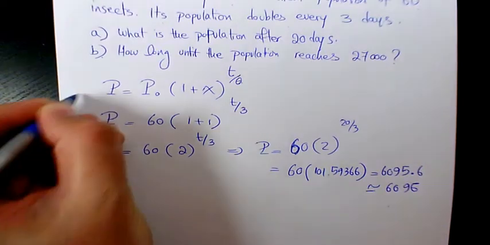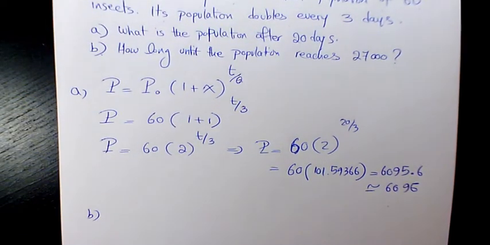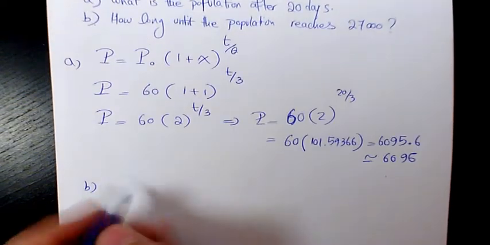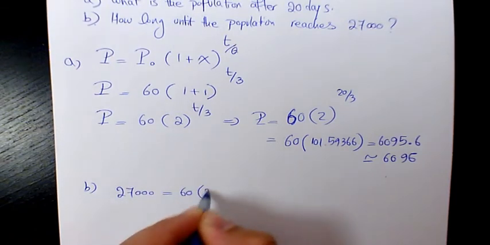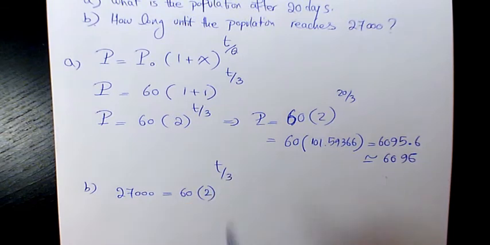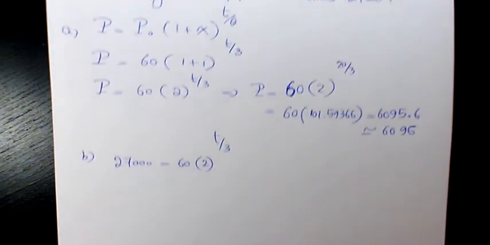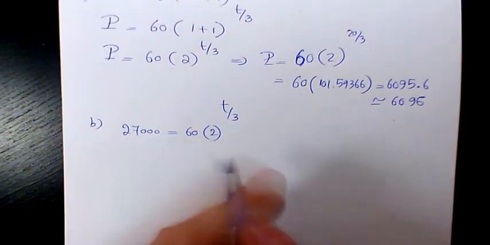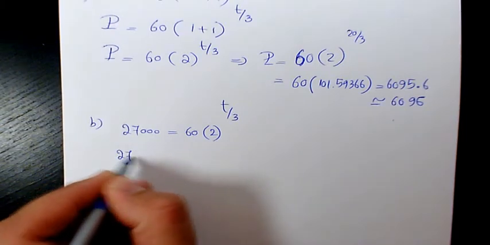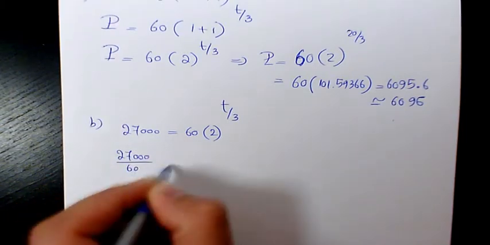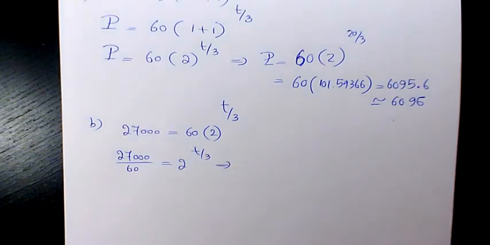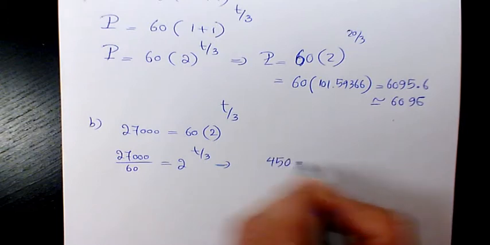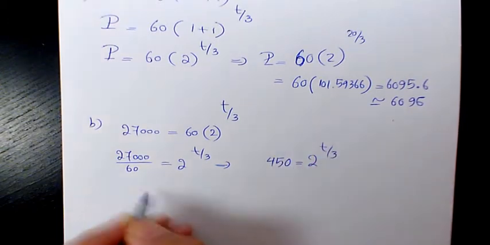On part B, it says how long will it take for the population to reach 27,000. So we have 27,000 equals 60 times 2 to the power of t divided by 3. Now we need to find t. We divide both sides by 60. So 27,000 divided by 60 equals 2 to the power of t divided by 3. 27,000 divided by 60 is going to be 450, equals 2 to the power of t over 3.